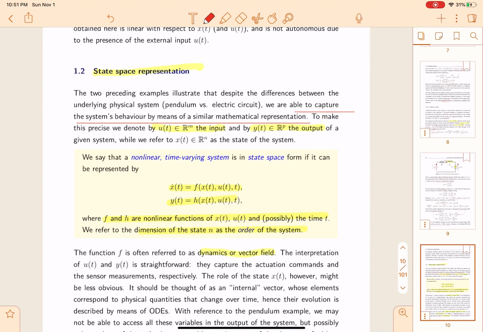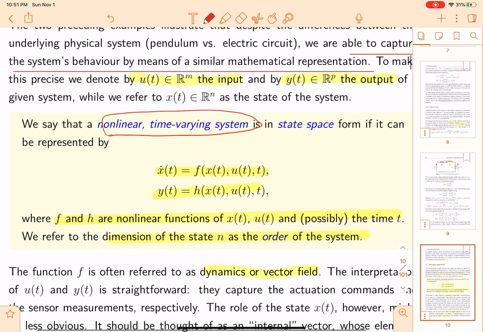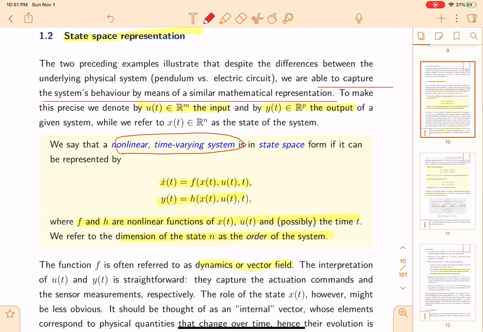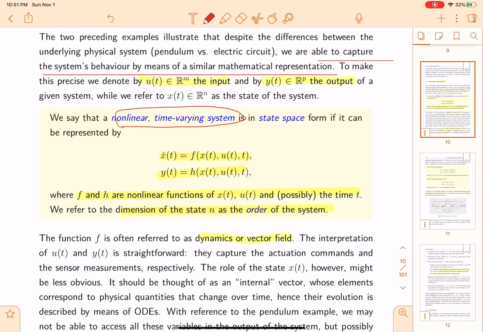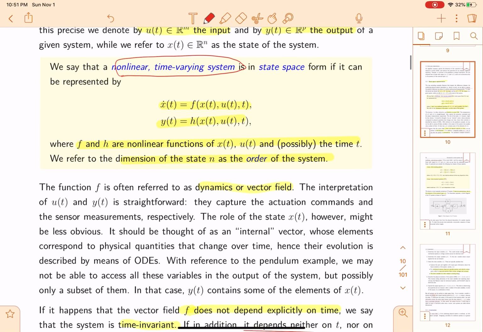Despite the difference between the physical systems, we can capture the behavior by means of similar mathematical expressions. So a nonlinear time varying system is in state space form if it can be represented as x dot(t) equals f(x(t), u(t), t). The functions f and h are nonlinear functions of x and u, possibly of time t. We refer to the dimension of the state as the order of the system.